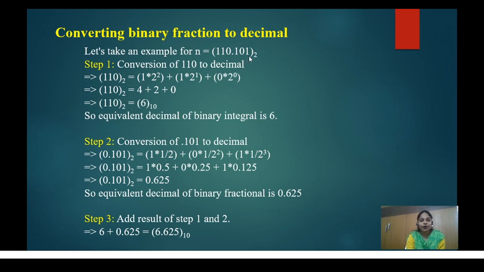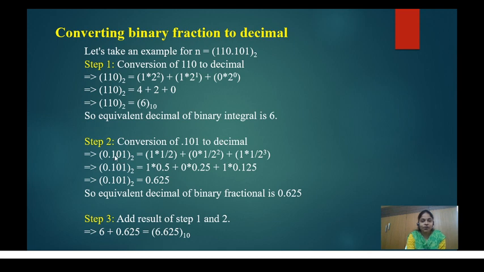Next, converting binary fraction to decimal. Here is the binary fraction. This is the integer part and this is the fractional part. Convert the integer part following the same steps as we convert a binary value to decimal. In a similar way, convert it into decimal. And the fractional part 0.101, you have to convert into decimal using this method, where the base is 2 here.